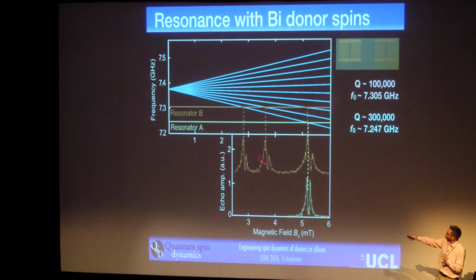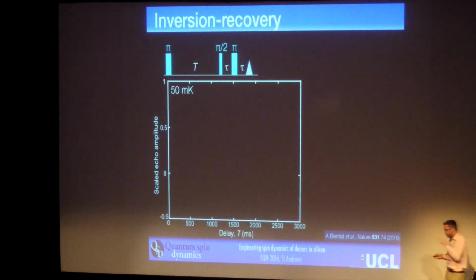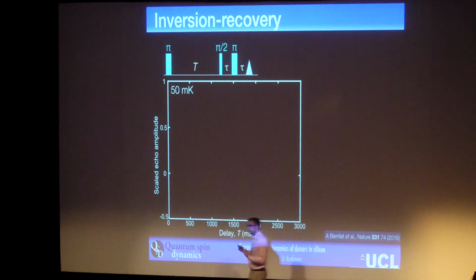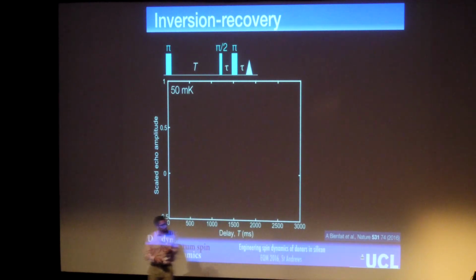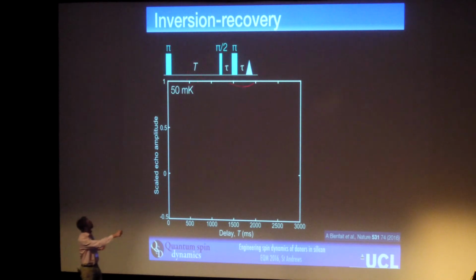The line shape looks a bit awkward, but for reasons I can explain later. Each of these is associated with those transitions in the bismuth. By sitting on one of those peaks, one can then measure the T1, this relaxation time of the electron, by first flipping the spins, waiting, and then measuring using a spin echo.